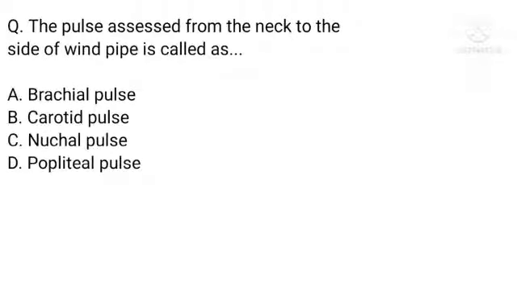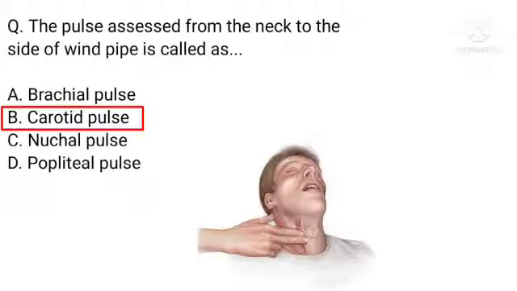The pulse assessed from the neck at the side of the windpipe is called: A. Brachial pulse, B. Carotid pulse, C. Nuchal pulse, D. Popliteal pulse. And the right answer is B. Carotid pulse. The carotid pulses take oxygenated blood from the heart to the brain. The pulse from the carotid may be felt on each side of the front of the neck just below the angle of the jaw.